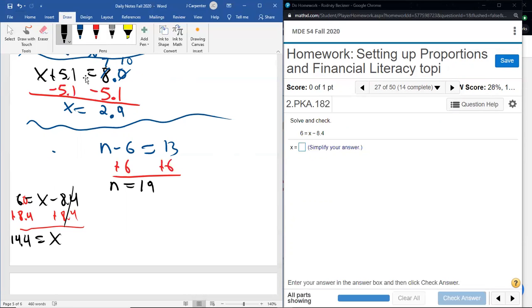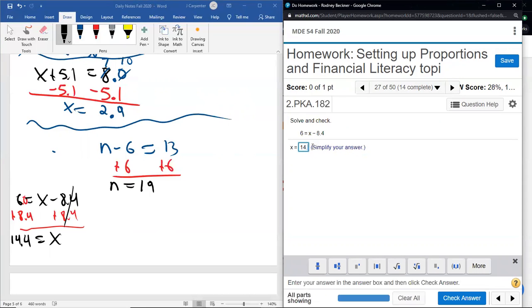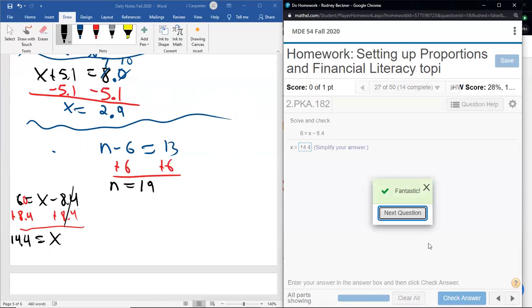All right, give me 10 seconds. Okay. Didn't even need it, 14.4. Sounds good.